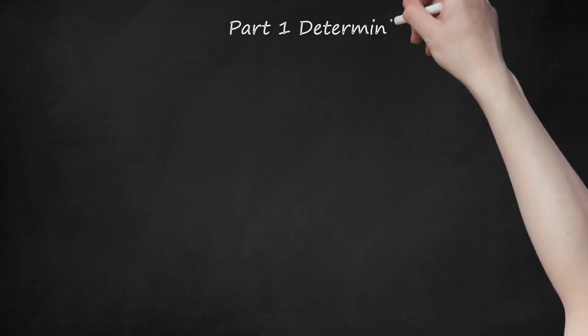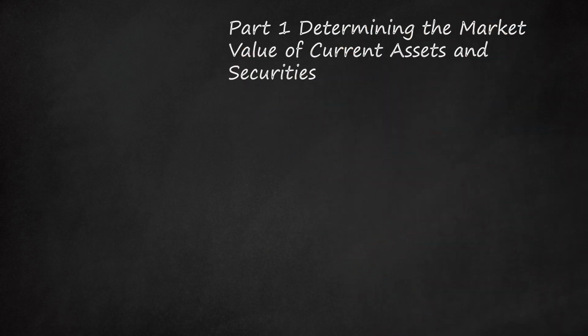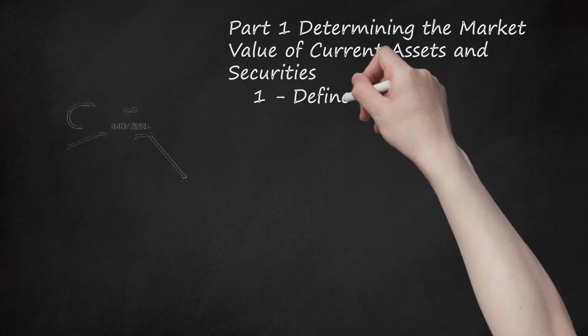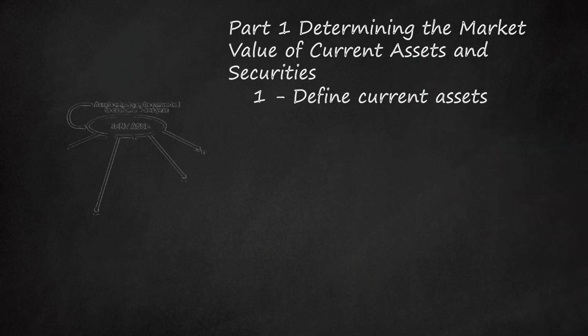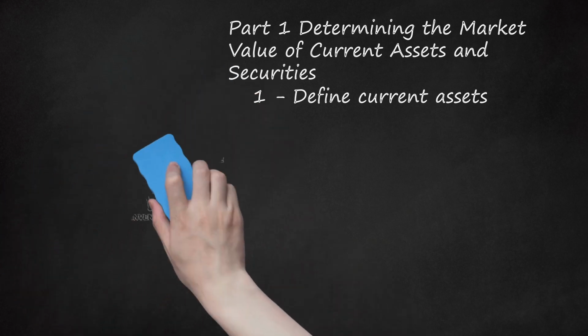Part 1: Determining the market value of current assets and securities. 1. Define current assets. Current assets are those assets which can easily be converted to cash within 1 year. These include cash, cash equivalents like bank accounts, marketable securities, accounts receivable, inventory, and other easily convertible assets. This definition also includes securities like stocks and short-term bonds.